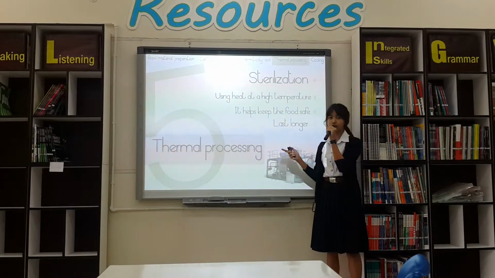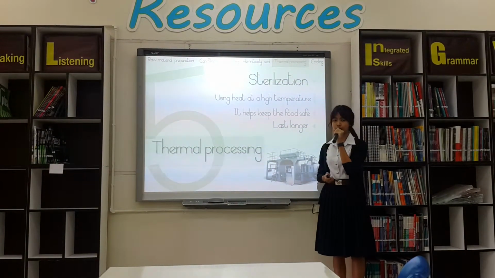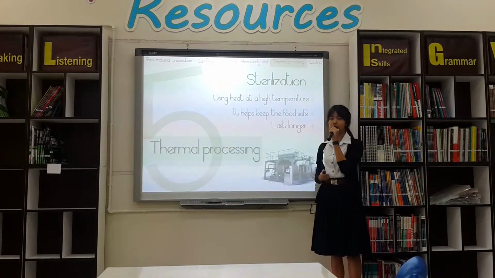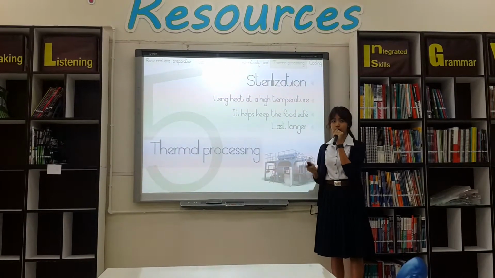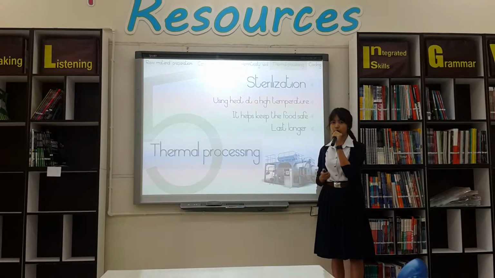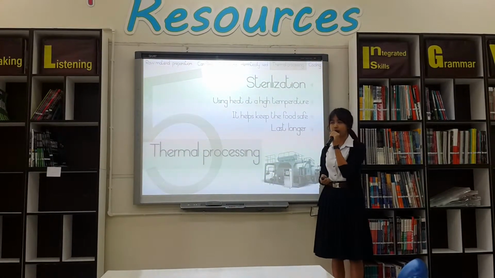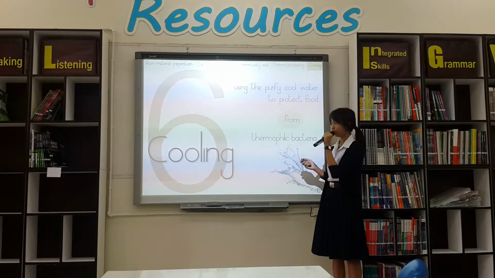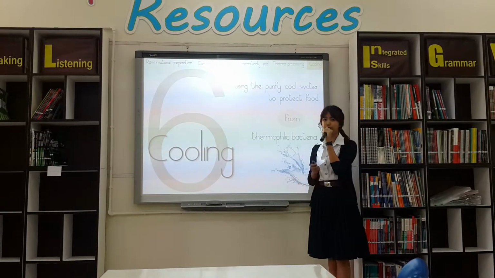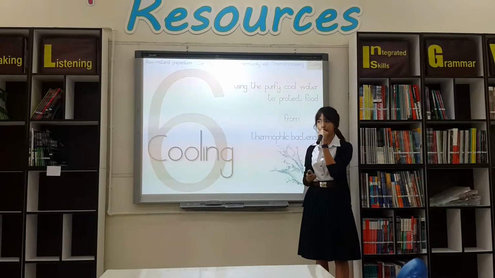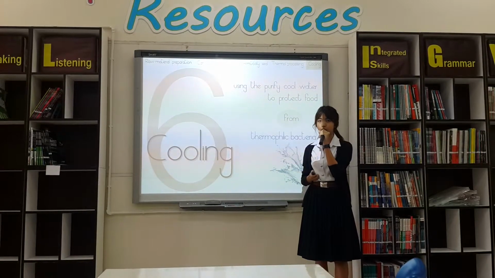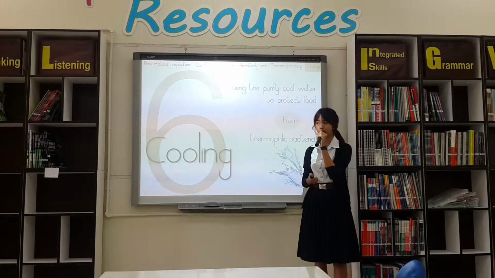The fifth process is the thermal processing, also called sterilization, by using heat at a high temperature to destroy the microorganisms. It helps keep the product and makes it last longer. And the last process is the cooling. After sterilization, we have to cool it down quickly by using purified cool water to protect the fruit from thermophilic bacteria, which could still grow in the can.